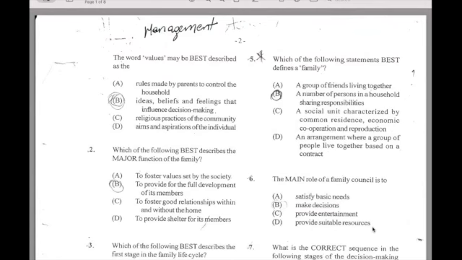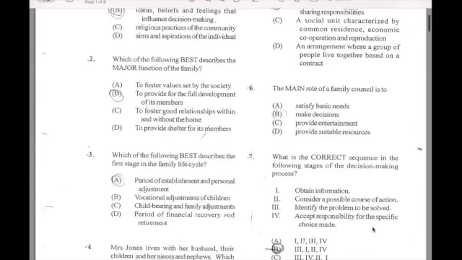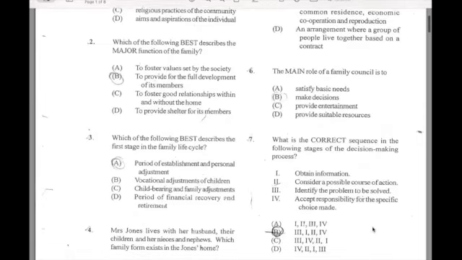Question number 5. Which of the following statements best defines the family? A number of persons in a household sharing responsibility. So your answer should be B. Question number 6. The main role of the family council is to make decisions. So your answer should be B.